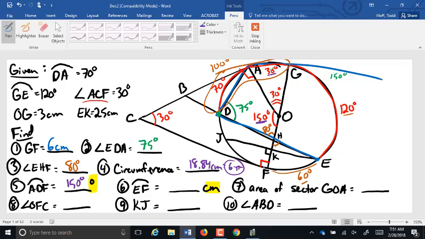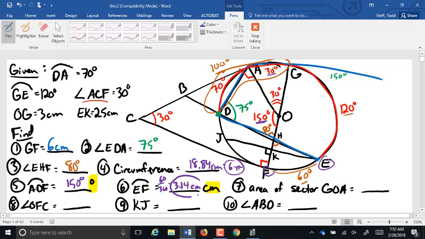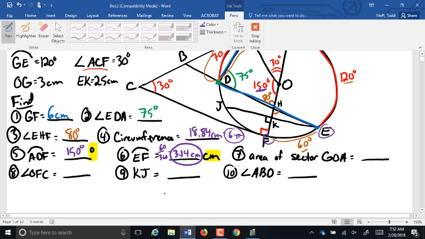So arc EF, that's this one from here to here. We want that in centimeters. Well, that's 60 degrees. So we know that's 60/360ths of the circumference, right? Times the 18.84. So that makes that 3.14, right? Centimeters. Just pi, because the circumference was 6 pi.